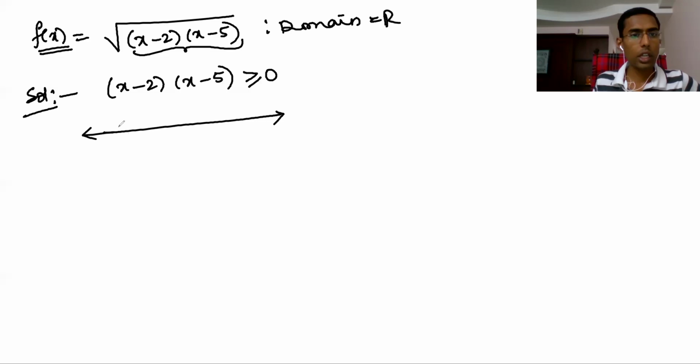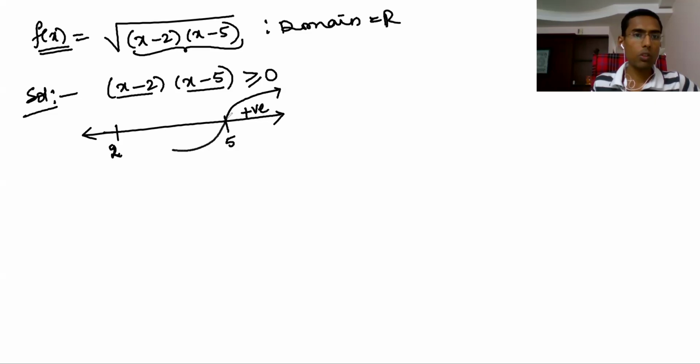Take a number line, take its roots. One is 2. Another is 5. Take its roots. Then you take more than 5. If you take more than 5, what will happen? More than 5 means this is obviously positive, say 6. Positive into positive, positive only. That means here the expression value is positive.